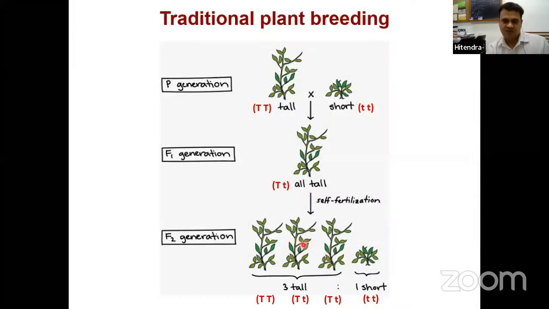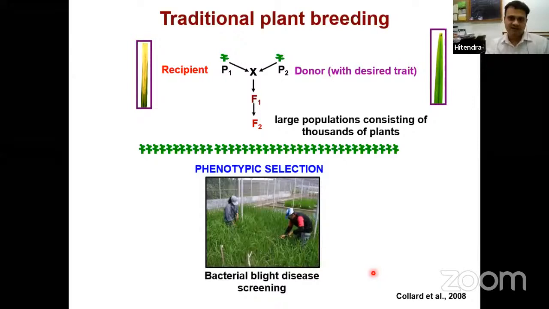So that's why we saw three tall plants and one short plant. In a similar way, we do traditional plant breeding in rice also. Rice is a self-pollinating crop. That means it has both stamen and stigma within it. So how do we do traditional plant breeding in rice?